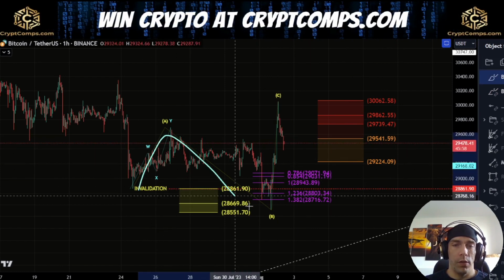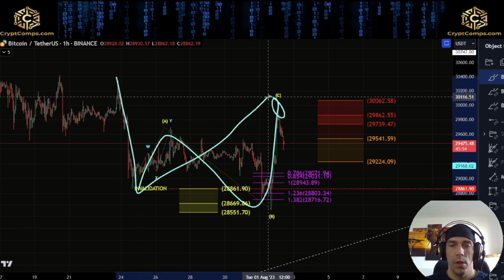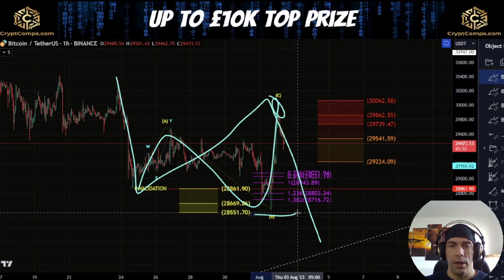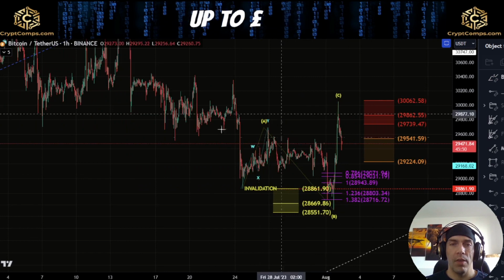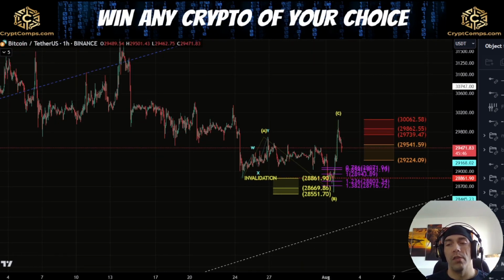But within this structure here, if we're looking at this as a wave 2 where this is 1, 2, we'd expect this to break directly down and take this low. If we fail to do that, then that invalidates that idea and it makes it more likely that one of the other options is in play here.